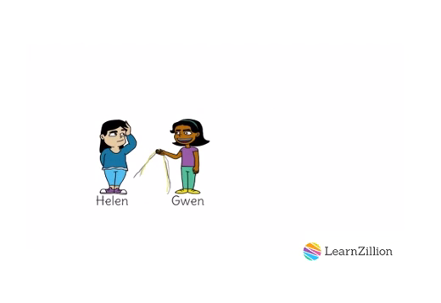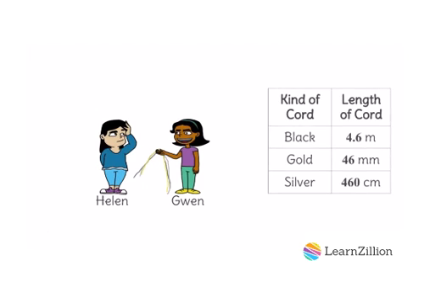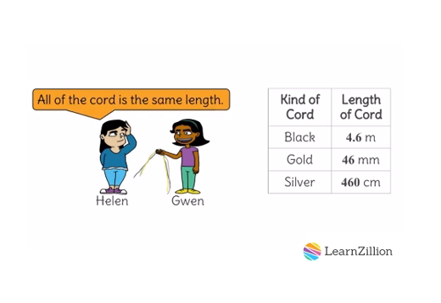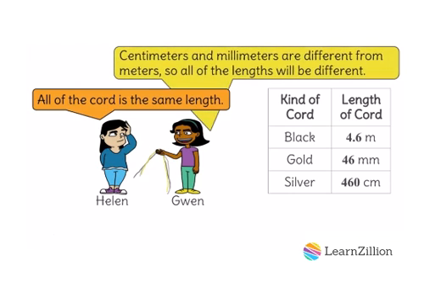Helen and Gwen are trying to make necklaces, and they have gone to a store to buy the cord that they need. They've discovered that the black, gold, and silver cords are all sold with different measurements. Helen thinks all of the cord is the same length. Gwen thinks that centimeters and millimeters are different from meters, so all of the lengths will be different. Let's find out who is correct.